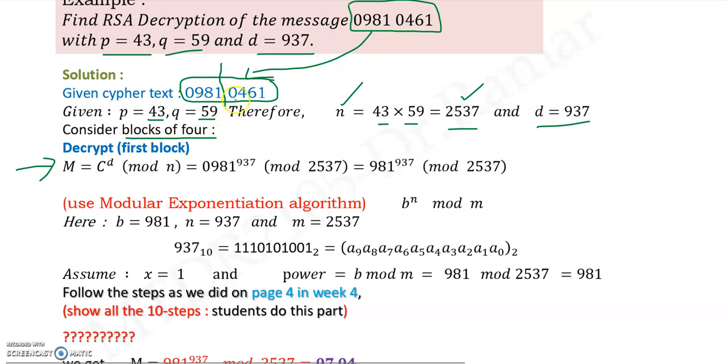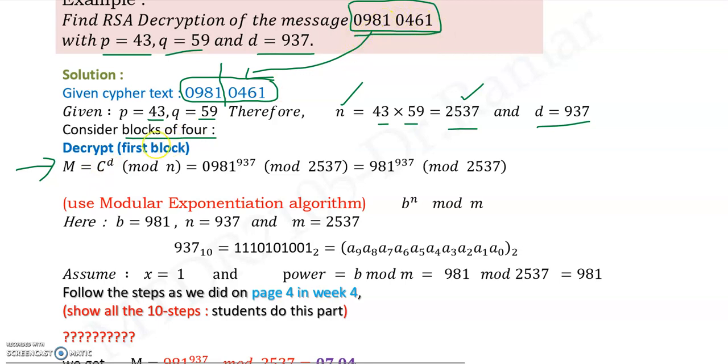Okay, so I take the first block. You see, first I decrypt block 1, that is 0981. Now what is the rule for that? M is equal to C to the power D. This is the ciphertext, which means the encrypted message is given. This is the converted message that is given.